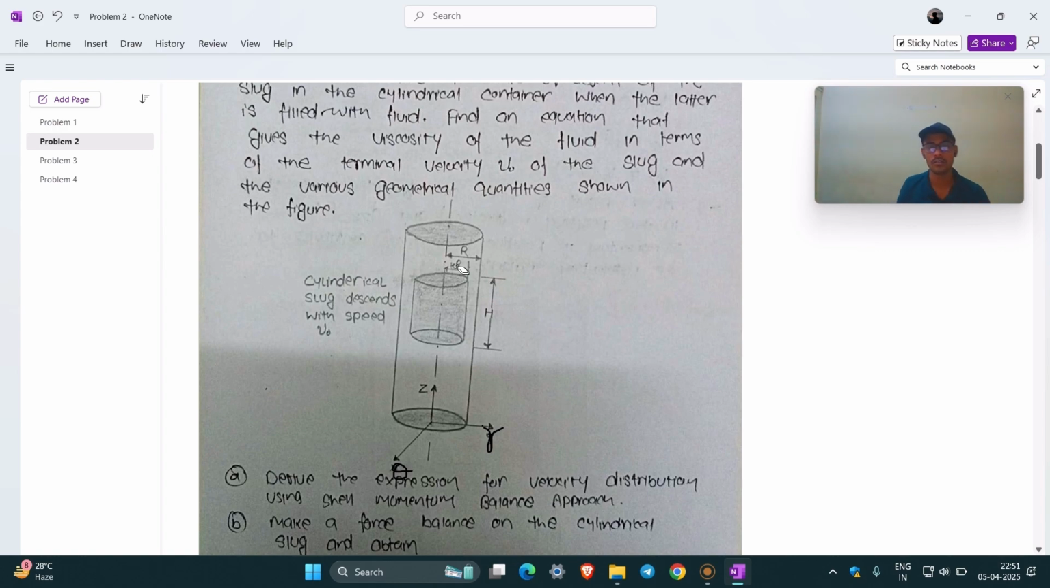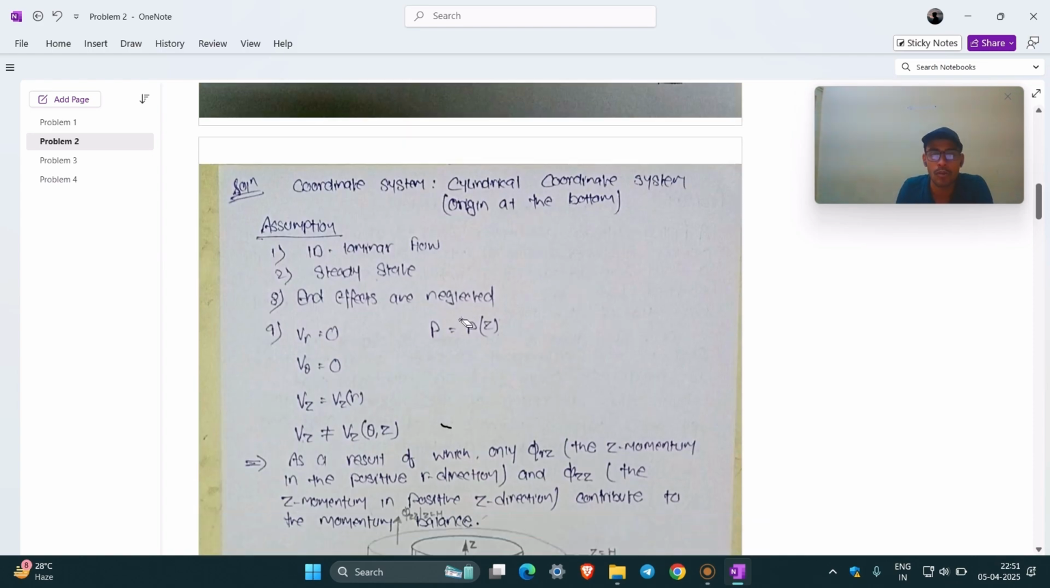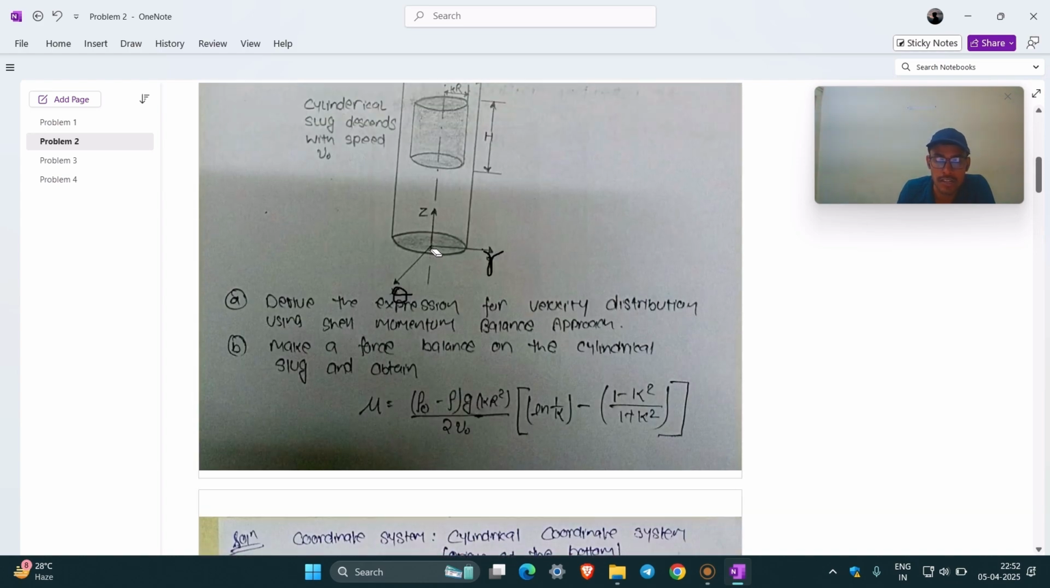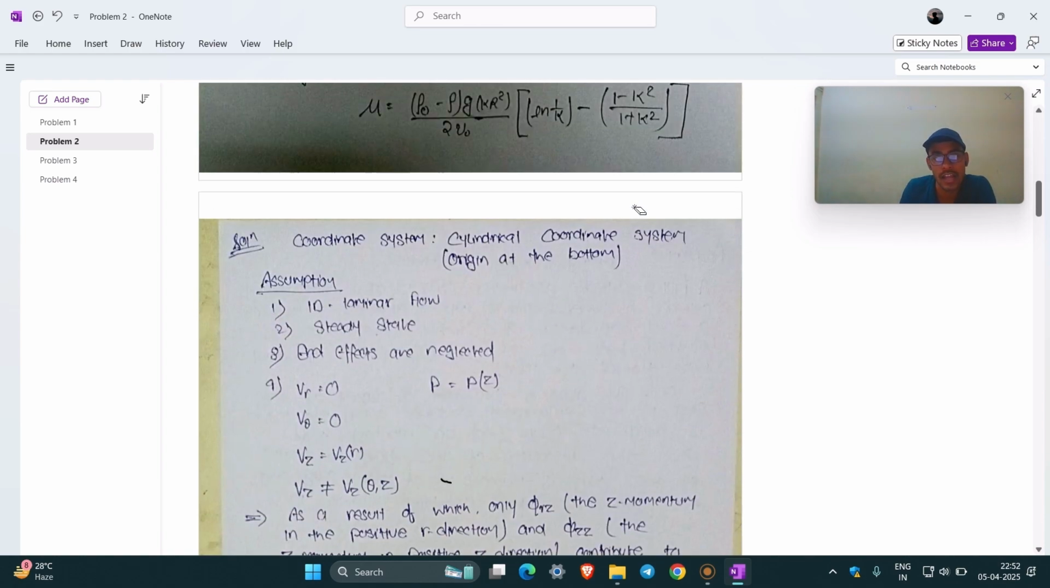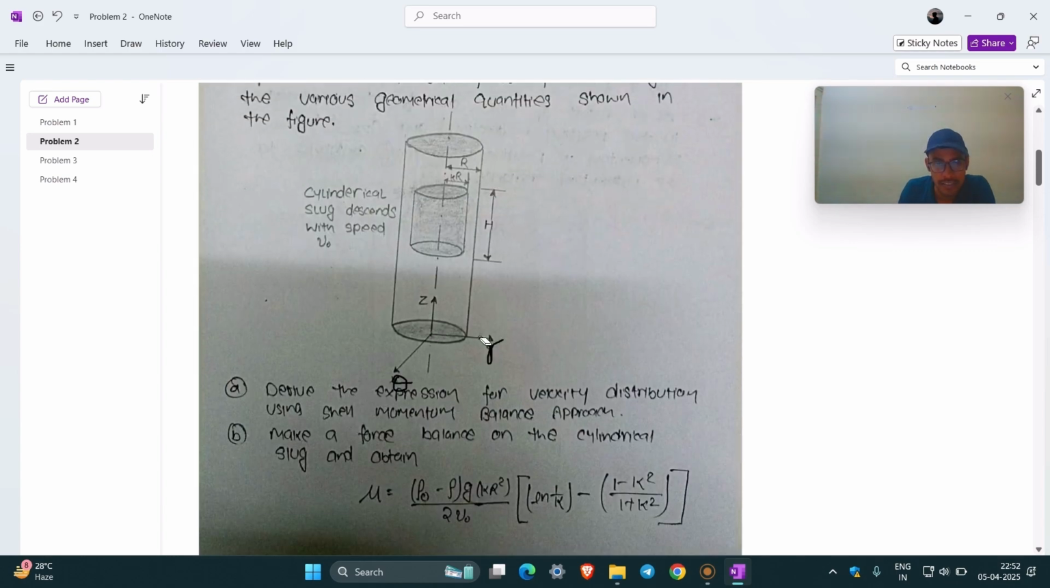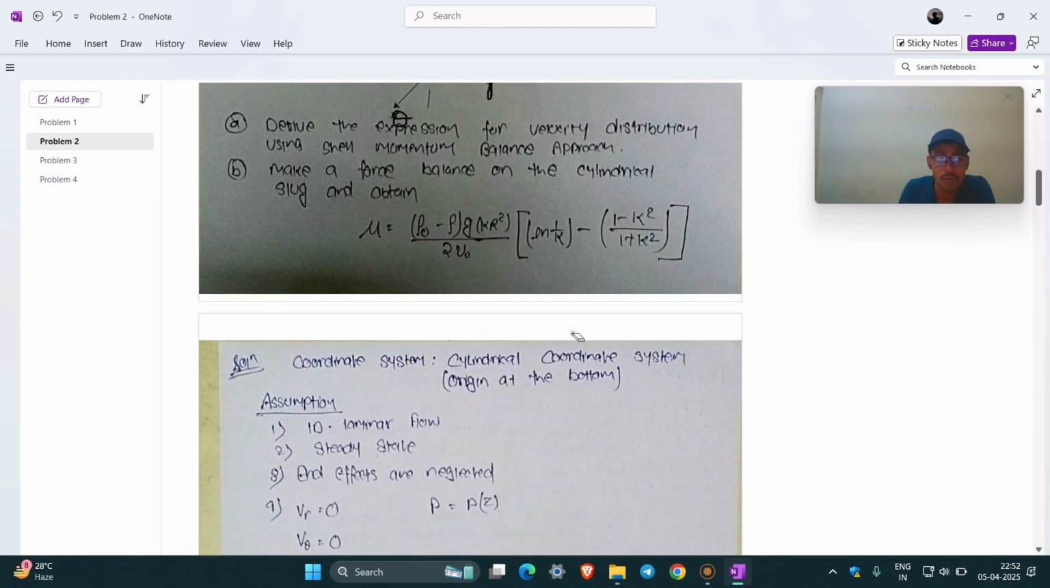So this is our system, in which this is the cylinder of radius R, and this is the slug of radius kappa R and height h. Now coming into the problem, the first thing to do in the shell approach is to choose the coordinate system, and we choose the cylindrical coordinate system, where the origin is at the bottom, with coordinates r, theta and z. This is the z direction, this is r, and this is the theta direction. So this is our coordinate system.